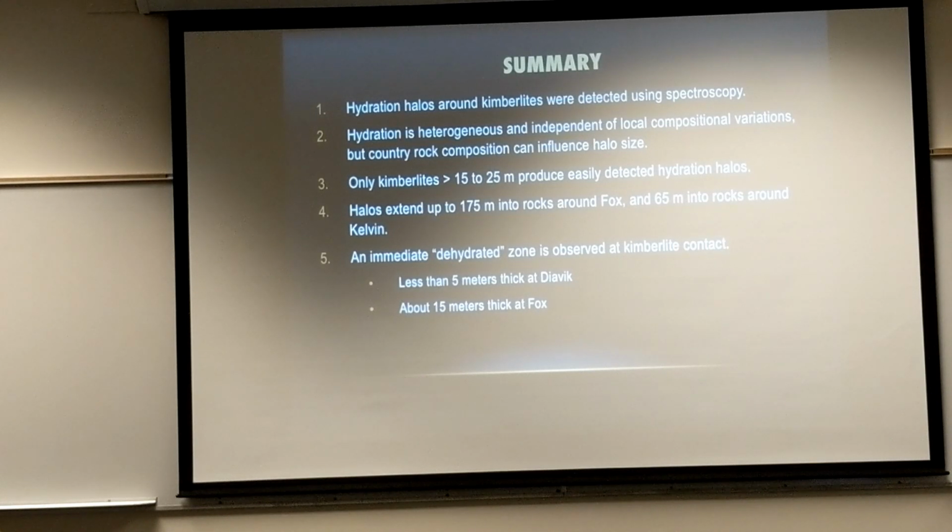So that gives us a landmark for size, minimum size. For the Fox kimberlite, the halo extended 175 meters into the rock. For Kelvin, it extended 65 meters into the rock. So obviously Kelvin's much smaller than the Fox, and these numbers all kind of fit together. An immediate dehydration zone is observed at the kimberlite contact. In Diavik, it's less than 5 meters thick, but at Fox, it goes to 15 meters, and obviously we'll be collecting more and more data to see if you can actually tell how large a kimberlite is just by the size of the hydration zone, perhaps.